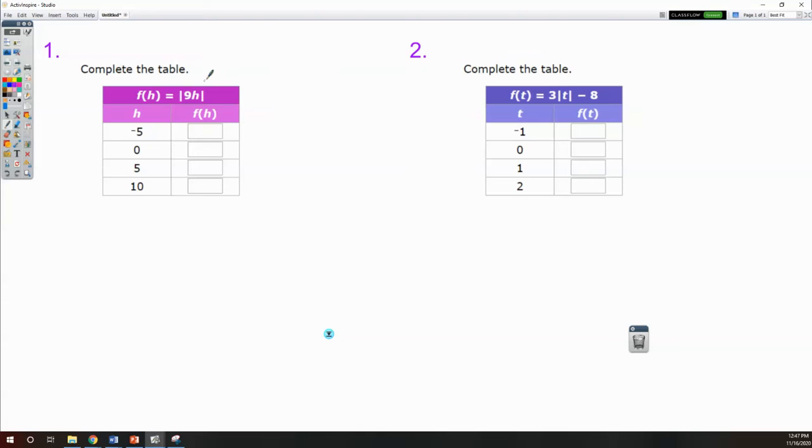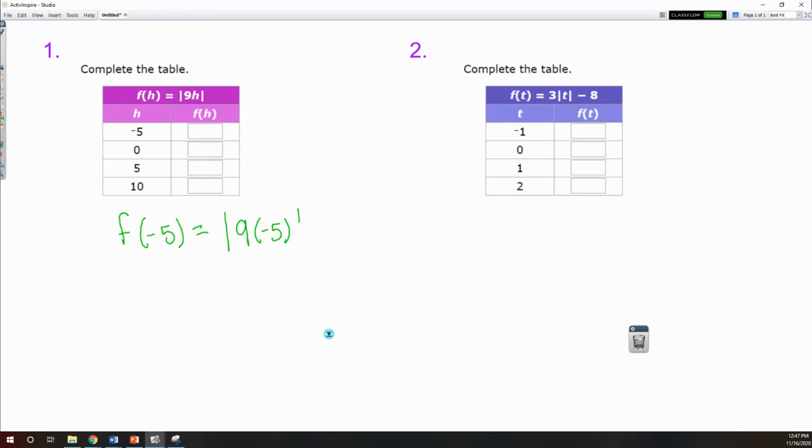Okay, this video is completing a table for an absolute value function. So the first thing is my function is f of h is equal to the absolute value of 9h. So these are the values I have for h: -5, 0, 5, and 10. So I'm going to plug them in. F of -5 means I'm going to substitute in a -5 where I see an h.